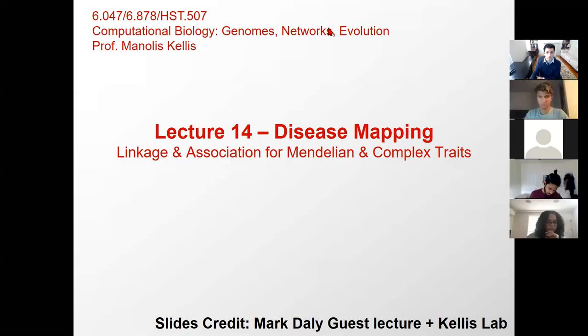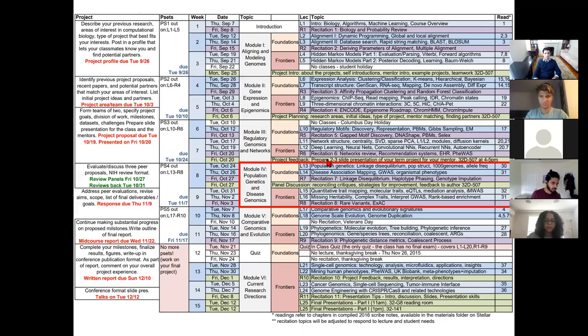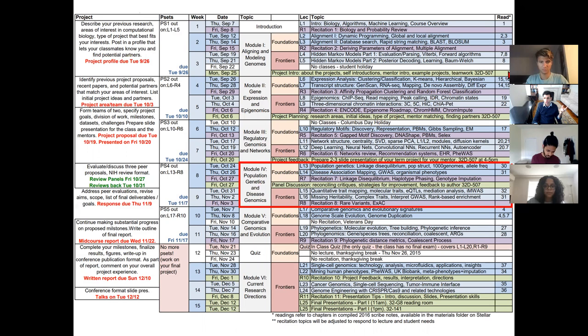All right, welcome everyone. Today we're going to be talking about disease mapping. So we are here in the second lecture of the Population Genetics and Disease Genomics module. We've talked about a lot of the circuitry of genomics. And then we saw how genetic variation is at the foundation of phenotypic variability.